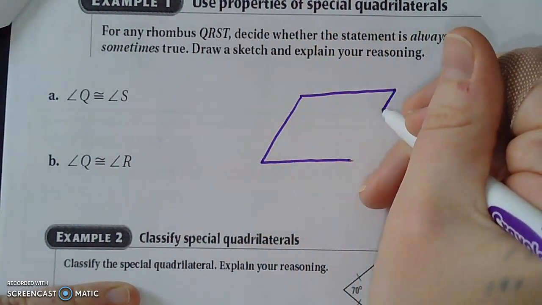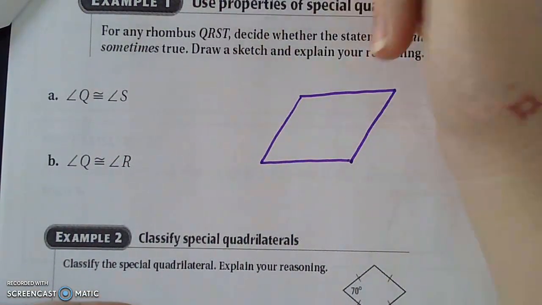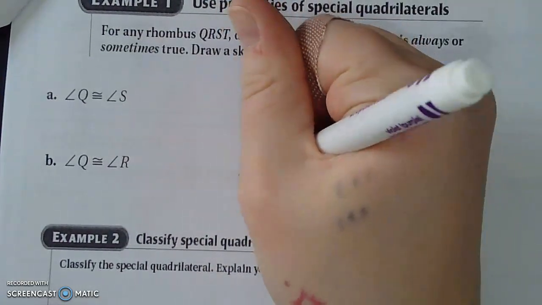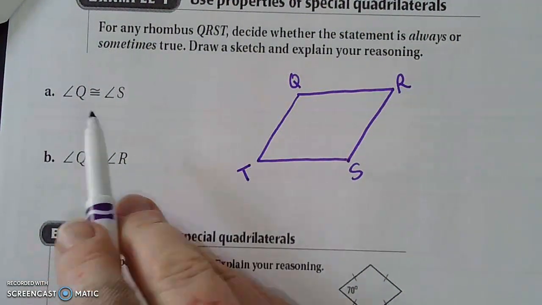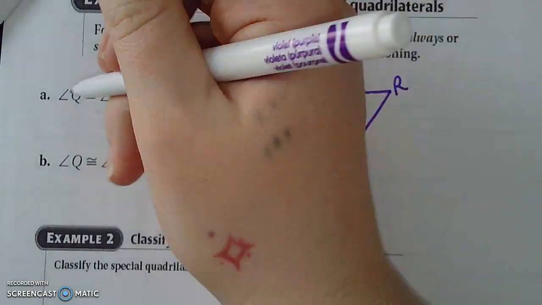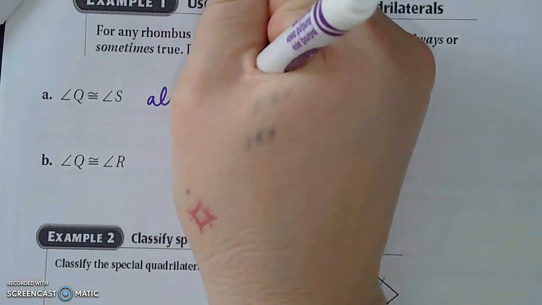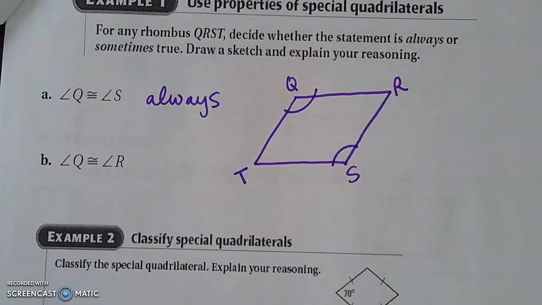These are always kind of awkward to draw, so do the best you can. I'm noticing they're telling me what the angles are called, Q, R, S, T. Just make sure to go in order around. And they say angle Q and angle S are congruent, which is always true for a rhombus. The opposite angles are always congruent.